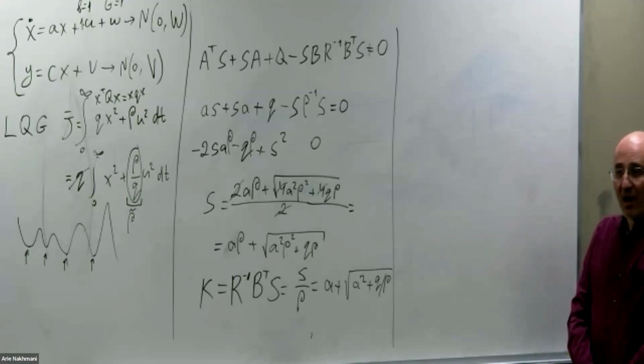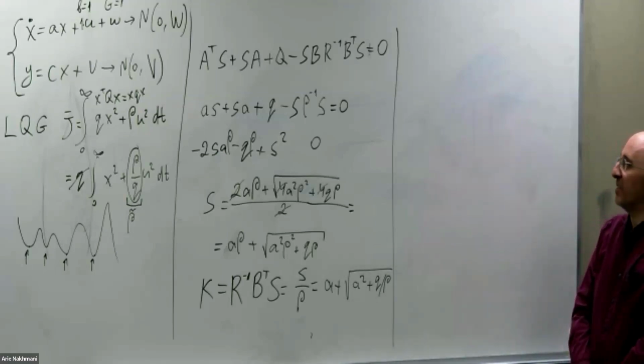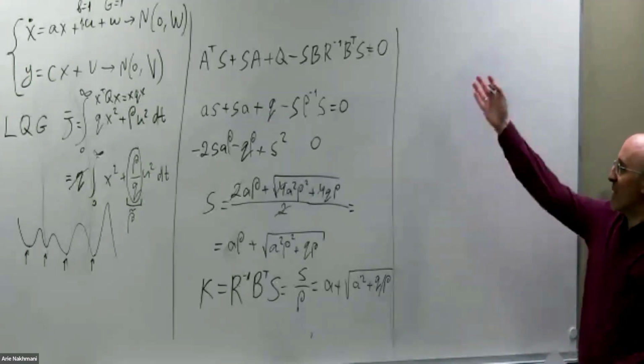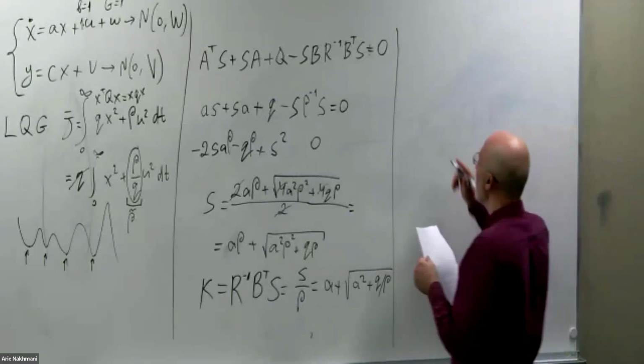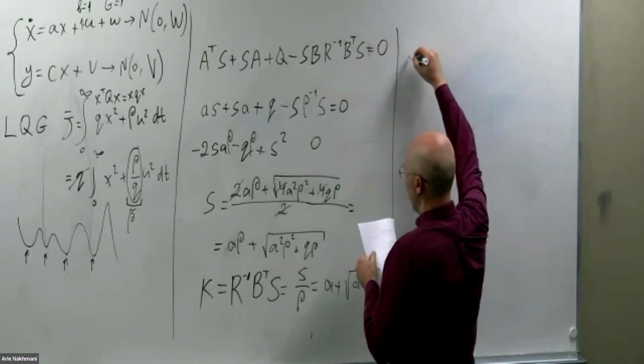Okay, now we need to design the Kalman filter. As I said, we will do that in parallel to that, just replacing the names of the matrices with different names. A will become A transpose, B becomes C transpose, C becomes B transpose. Same equation. So here's the equation, and S will be replaced with P. So it will be AP.